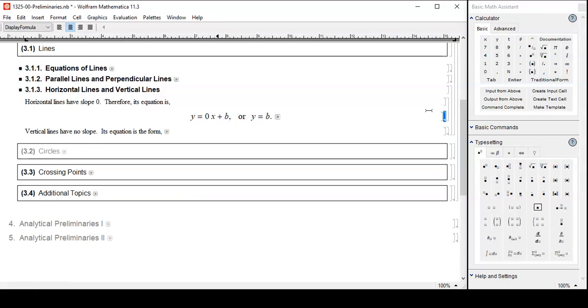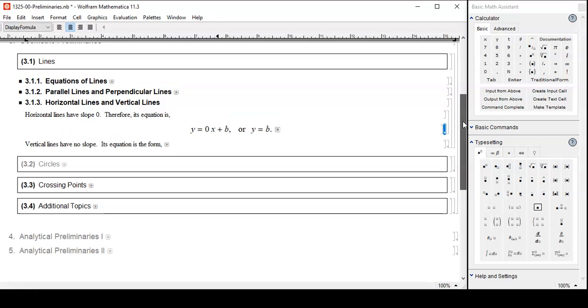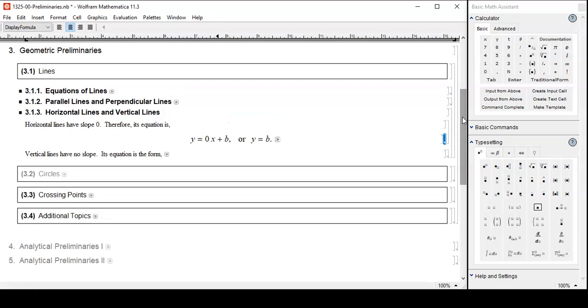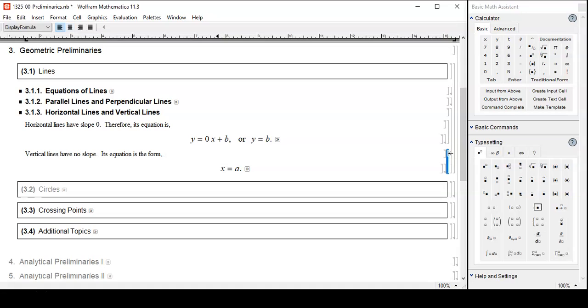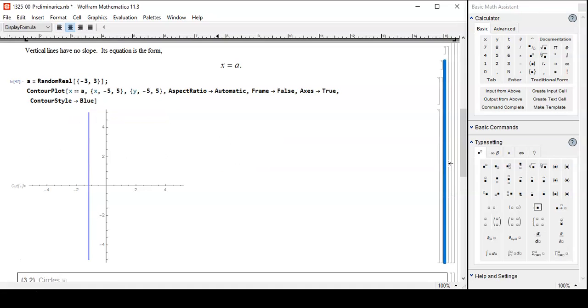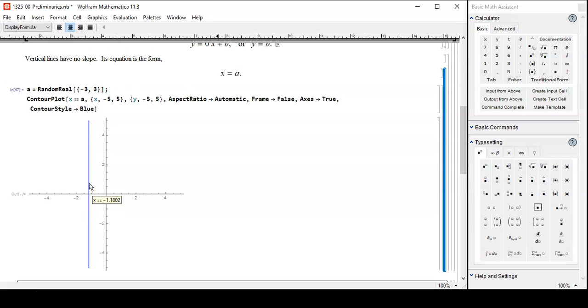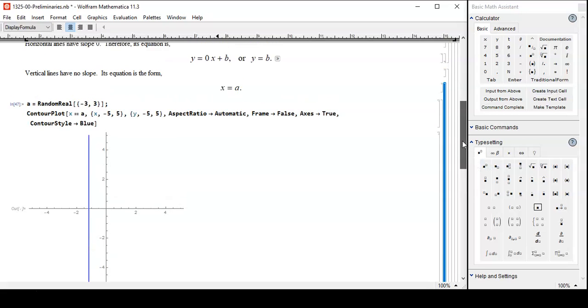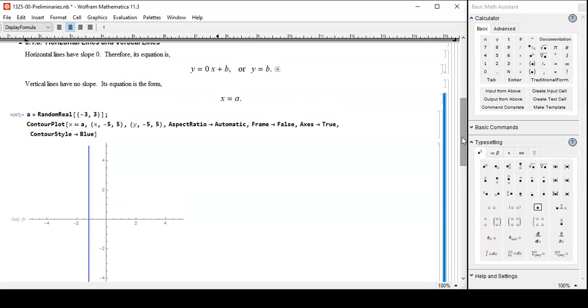In any case, horizontal lines do have slope. The slope is 0. A vertical line, on the other hand, has no slope. You get x equals something, as you can see in this picture. You see, all these points on this blue line share the same x-coordinate value. Put all those together, then I get a vertical line.